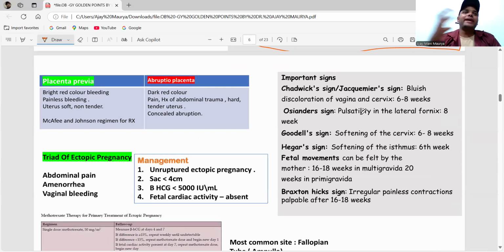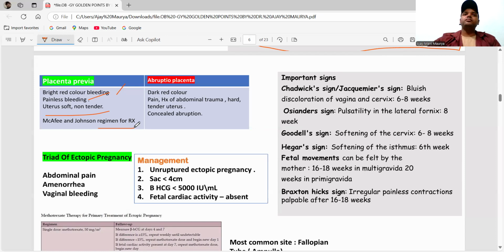Placenta previa is bright red bleeding. Remember, guys, bright red bleeding. It is painless bleeding, and the uterus is soft and non-tender. That is placenta previa. Treatment will be the Macafee and Johnson regimen.